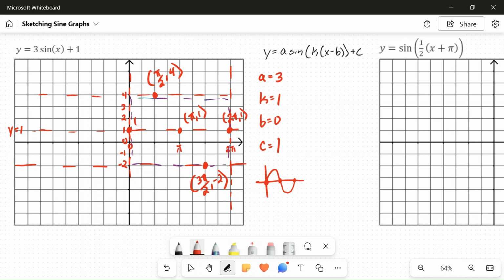So my graph is going to start here at (0, 1). It's going to go up to the top, up to 4. It's going to go down through (pi, 1). It's going to go down all the way to (3 pi over 2, -2). And then it's going to curl back up to the midline at (2 pi, 1). So that's what the sine graph looks like. It has been shifted up 1 unit, and its amplitude is 3.